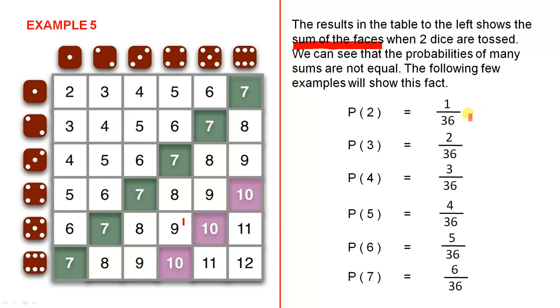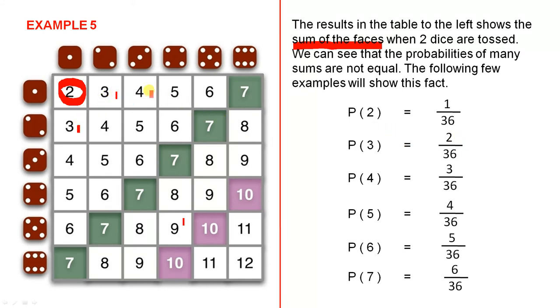The probability that a 2 will show up is 1 over 36 because there is only one chance of throwing a 2: if both of them are a 1. If you have 1 on each die, that is the only way you can throw a 2. There's 1 out of 36, and that's why it's 1 over 36. The probability that you can throw a total of 3, there are 2 3s, 1 there and 1 there, and that's why it's 2 over 36.